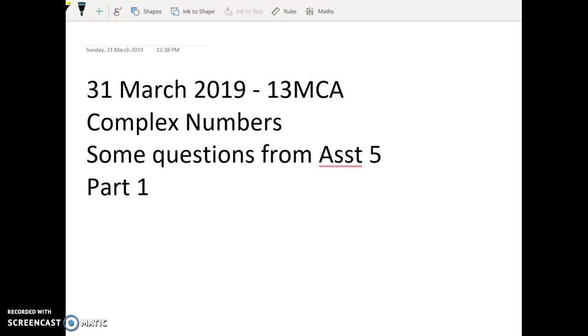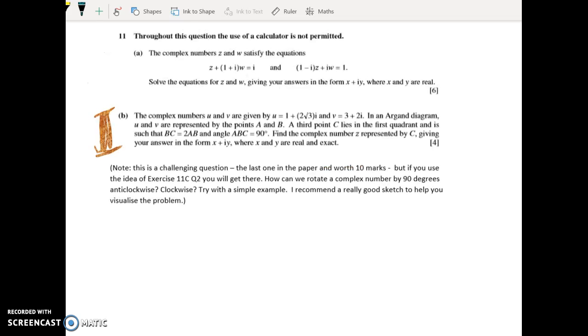I'm going to video a couple of questions from Assignment 5. I've just about finished marking it and you guys have done really well, but there's one question in here that is quite tough. So as well as you having the worked solutions, I want to talk through two different ways to solve this problem here, which is a pair of simultaneous equations with complex coefficients.